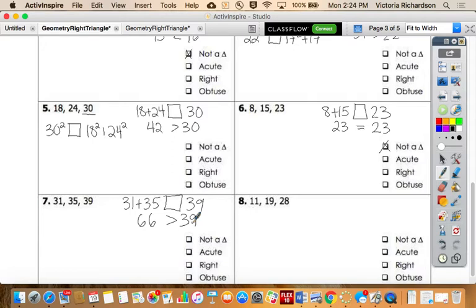Remember, check first if it is a triangle. If it is a triangle and the two smaller sides are greater than the larger side, then you can go on and check to see if it's acute, obtuse, or right.